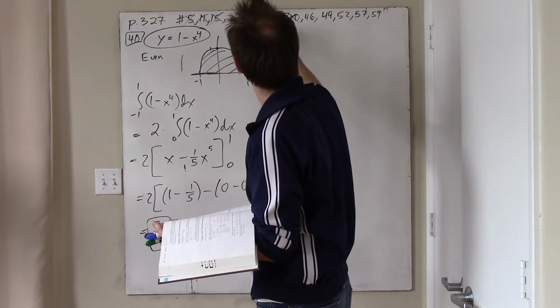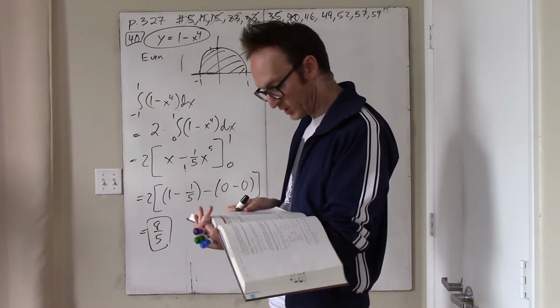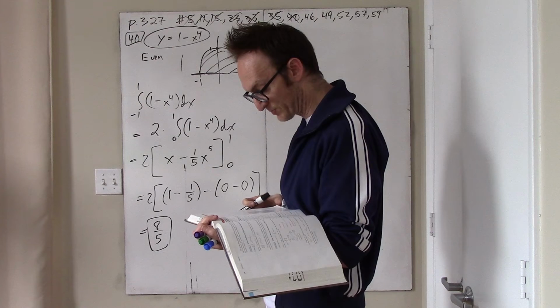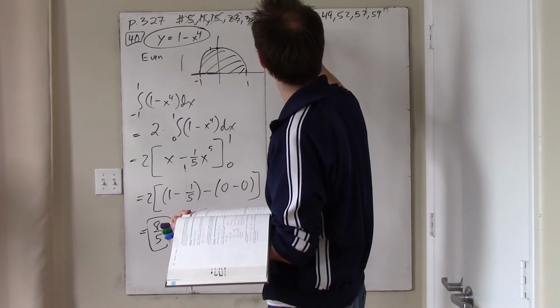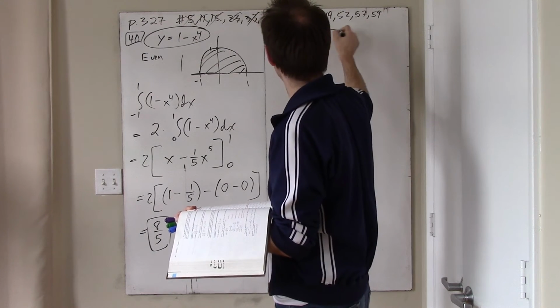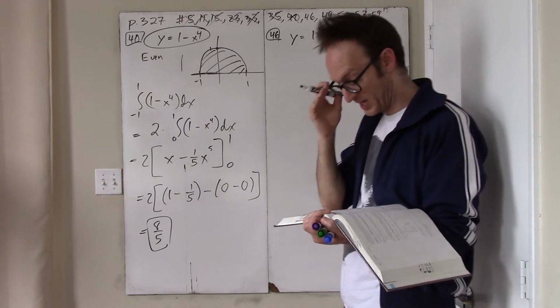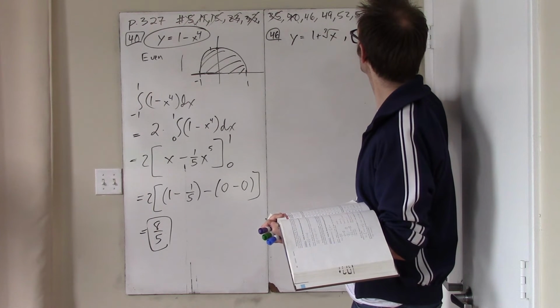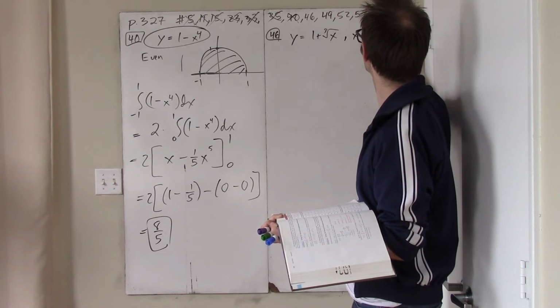Alright, 46. 46 says, find the area of the region bounded by the graphs of these equations. So we have y equals 1 plus cube root x. It's the same problem, but now there's just no picture. X equals 0, x equals 8, y equals 0.